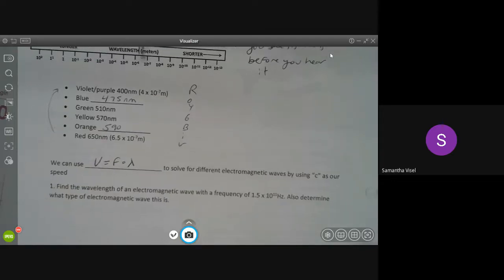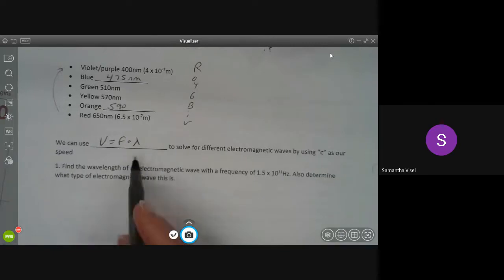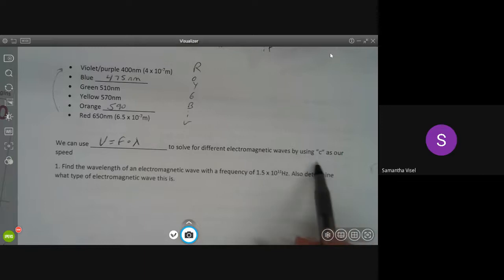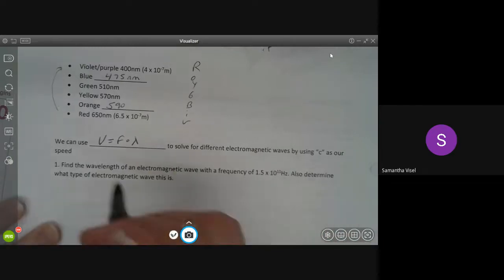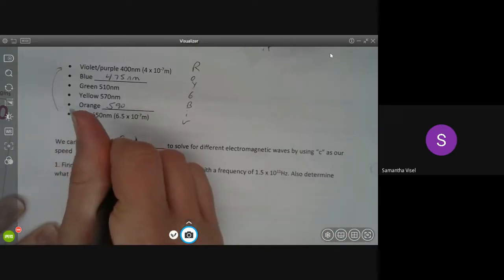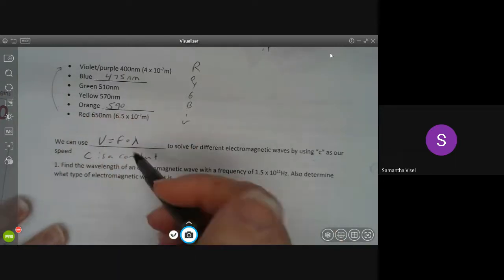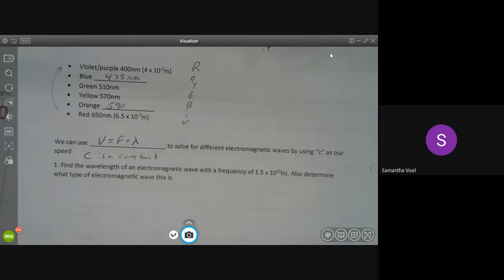And what also makes this pretty nice too is we have fewer numbers we have to use, because we're always going to use c as our speed, because c is a constant. So all these electromagnetic waves are going to travel at this particular speed. Since I know how fast these waves travel, if I know either the frequency or the wavelength of the wave, then I can identify what type of wave it is that I'm looking at.